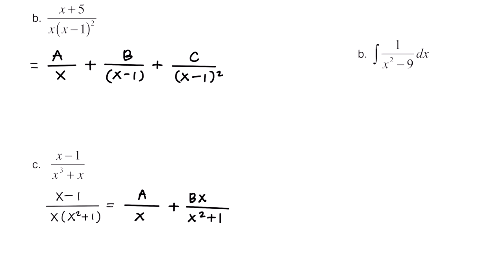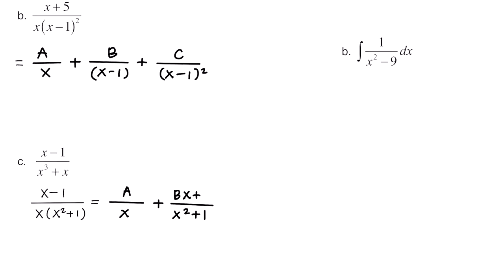But to be linear, it's going to be Bx, and then plus, and then we go down in the alphabet, so our constant is going to be C. So I just made a note over here. We have a linear numerator with an irreducible denominator, where you can't factor this anymore, so it's just a quadratic, so that's why you have a linear numerator.